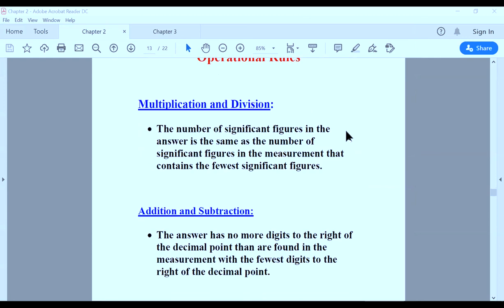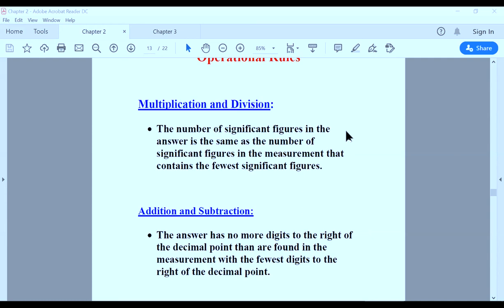For multiplication and division, the number of significant figures in the answer is the same as the number of significant figures in the measurement that contains the fewest significant figures. Again, the number of significant figures in the answer is the same as the number of significant figures in the measurement that contains the fewest significant figures. You'll be doing a lot of multiplication and division on tests, and you'll need to know how to do this. I'll never ask you for the rule.